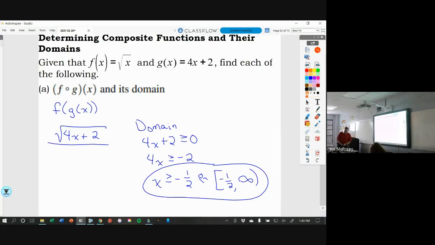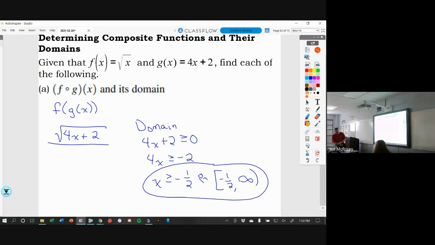Okay? The two biggies on domain: you can't take the square root of a negative number, and you can't divide by 0. So if you have a variable in the denominator, there's probably a problem somewhere. If you have a variable inside a radical, there's a problem somewhere. Okay? Wait, so where's the bottom? There is no bottom on this one.